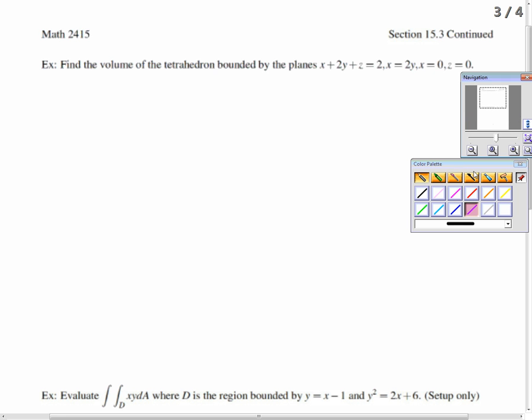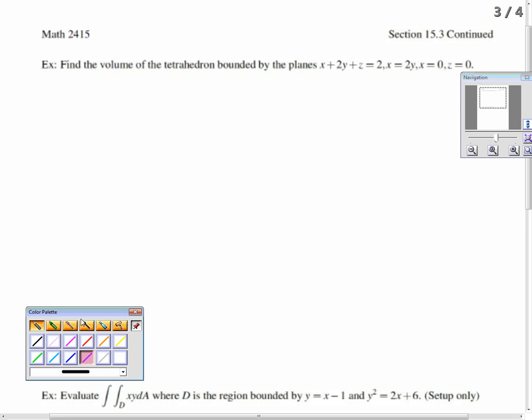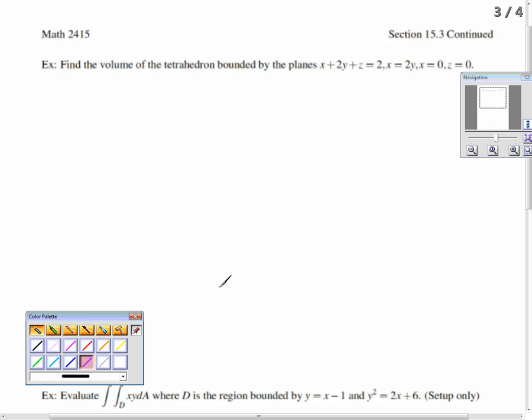Read this to me. Find the volume of the tetrahedron bounded by the planes x equals 2y, z equals 2, and x equals 2y, and x equals 0, and z equals 0. What in the world are we doing? We're going to find the volume of the tetrahedron bounded by the planes.